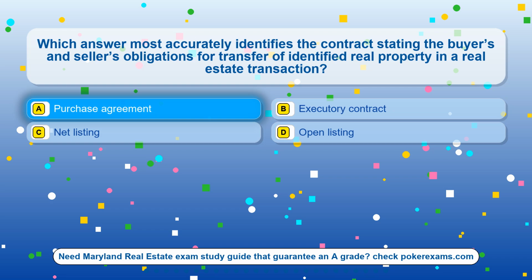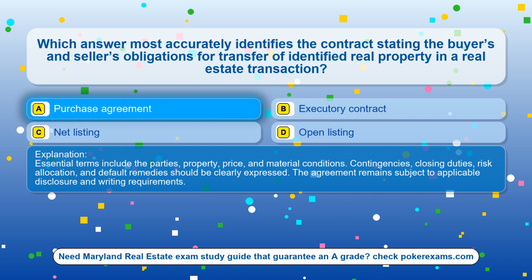The correct answer is option A, purchase agreement. Essential terms include the parties, property, price, and material conditions. Contingencies, closing duties, risk allocation, and default remedies should be clearly expressed. The agreement remains subject to applicable disclosure and writing requirements.